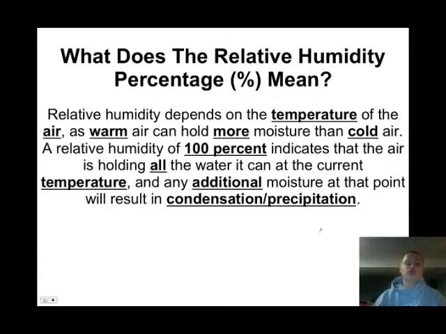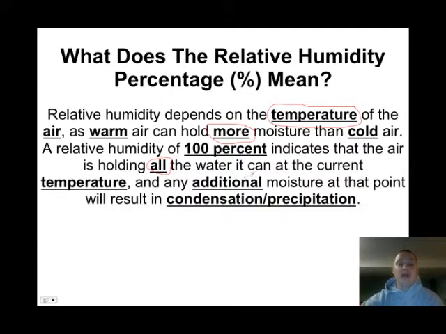So what does this truly mean? Why are we talking so much about relative humidity and moisture in our atmosphere? What it truly depends upon is the actual temperature in our atmosphere, how warm or how cold it is outside. And as I've mentioned before, as air becomes warmer, it can hold more moisture compared to cold air. So, for example, relative humidity at 100% shows that the air is holding all the water it can at that current temperature outside.